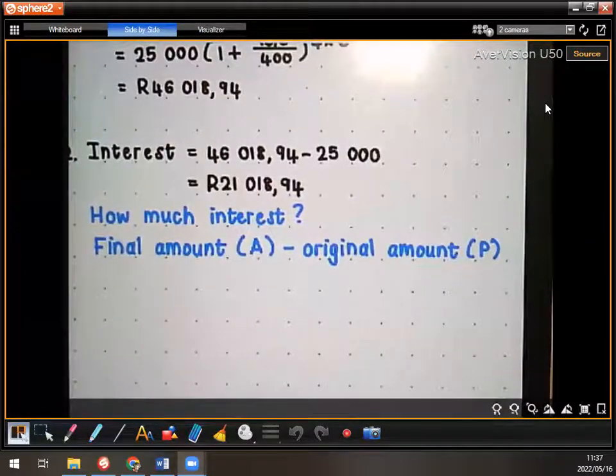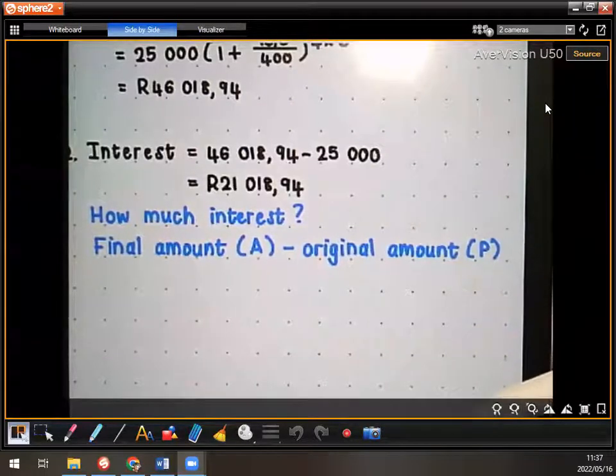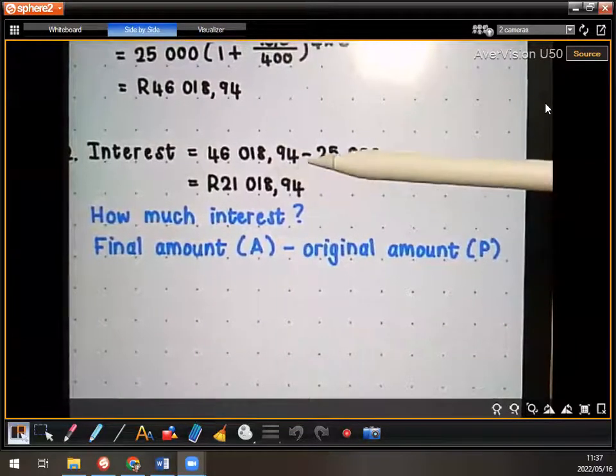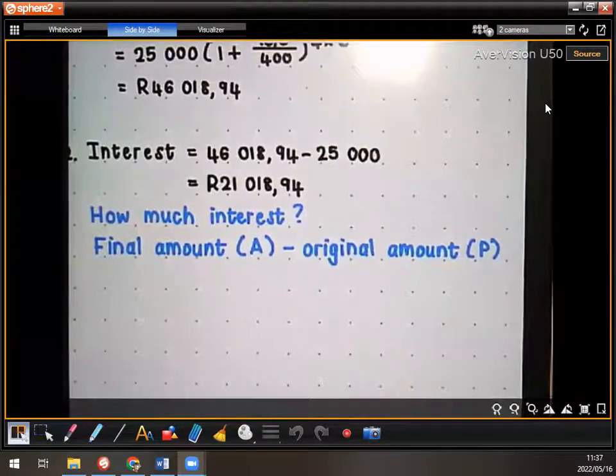Because guys, you didn't add more money during the course of the 6 years. So this investment of 25,000 rand was in that account for 6 years. She didn't do anything, and then she can get 46,000 rand back. So that is 21,000 rand more than what she invested. So that extra amount is the interest that she got.